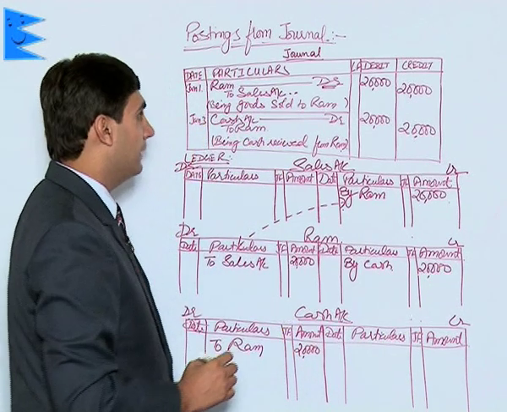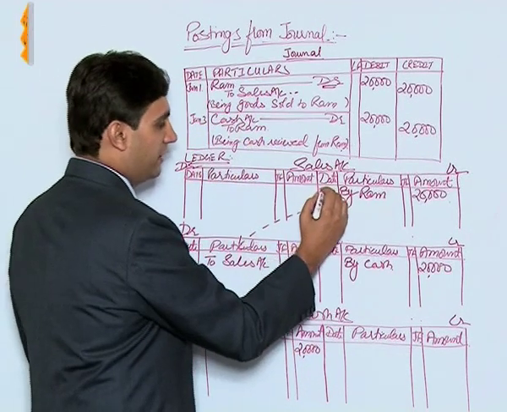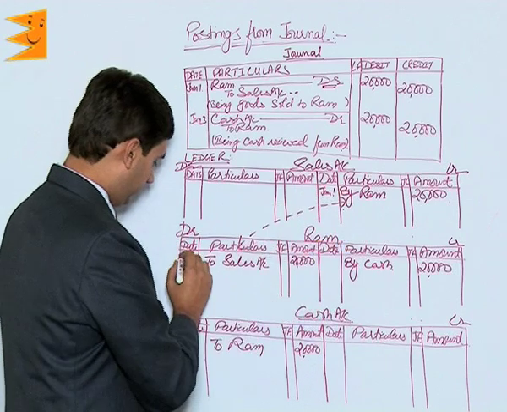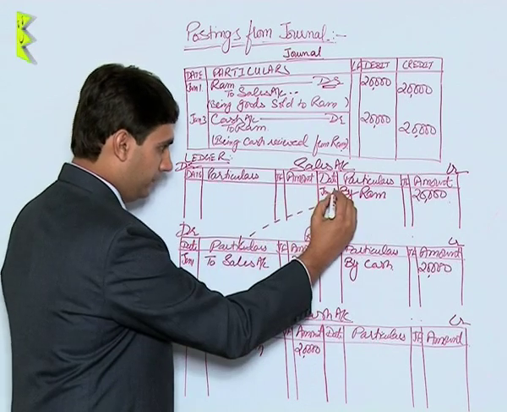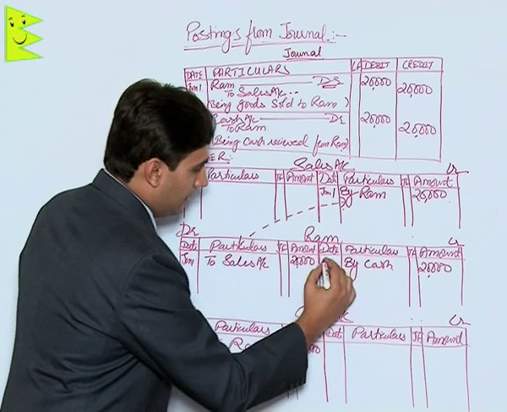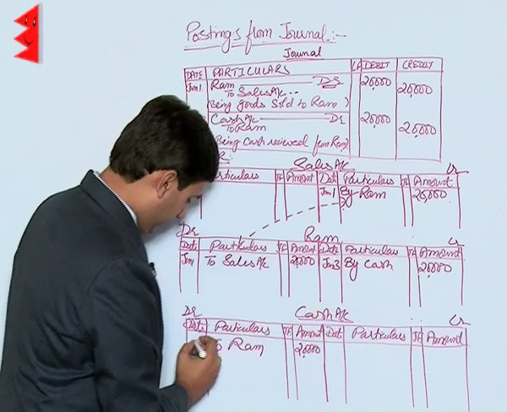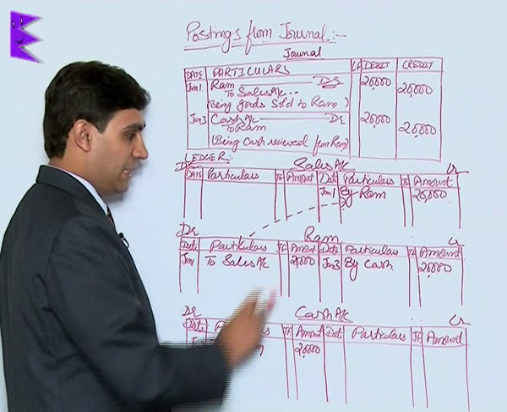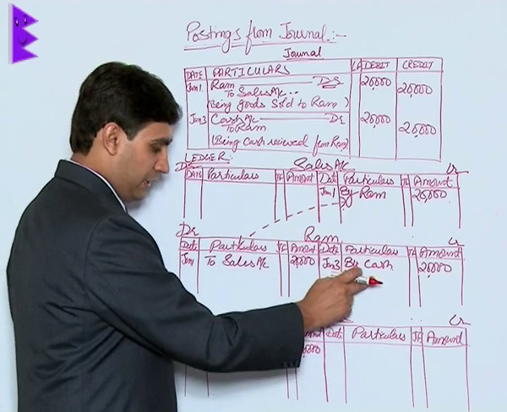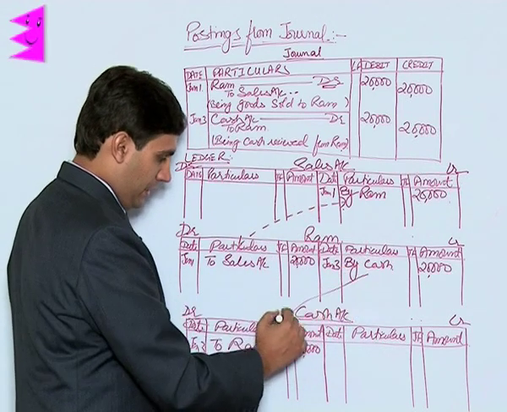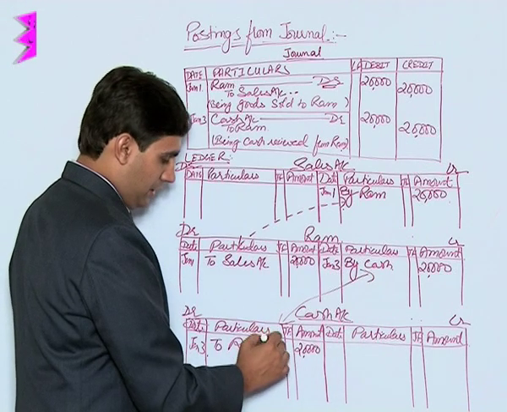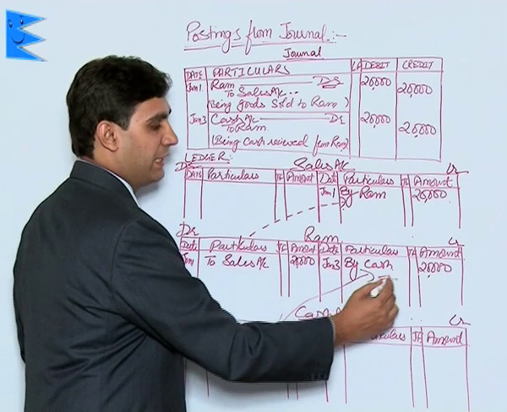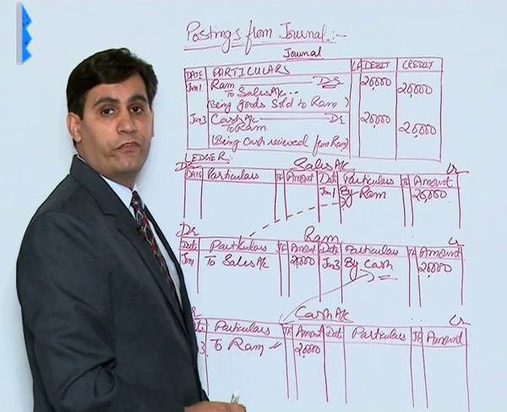Make sure that you are writing the dates as well. In the first case the date was January 1st, and in the second case it was January 3rd. Again, the same thing you must verify. There is a cross entry. An entry on the debit side of one account is matched by the entry on the credit side of another account.